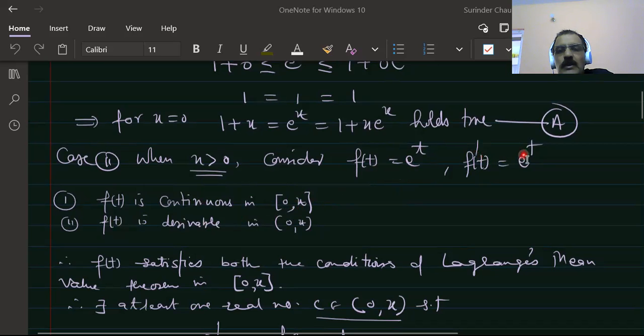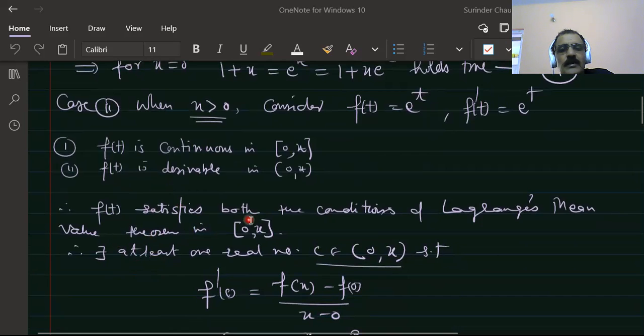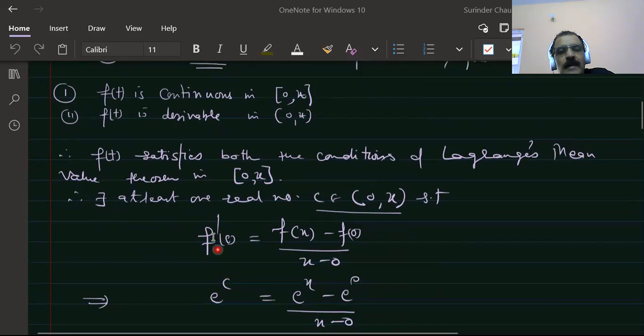And this function is differentiable. When you differentiate f(t) equal to e to the power t, we get e to the power t, and this is also defined for all values of x. Therefore, this function is differentiable in the open interval 0 to x. So f(t) satisfies both conditions of Lagrange's theorem in the interval 0 to x. Therefore, there exists at least one real number c belonging to the open interval 0 to x, such that f'(c) is equal to (f(x) minus f(0)) upon (x minus 0).